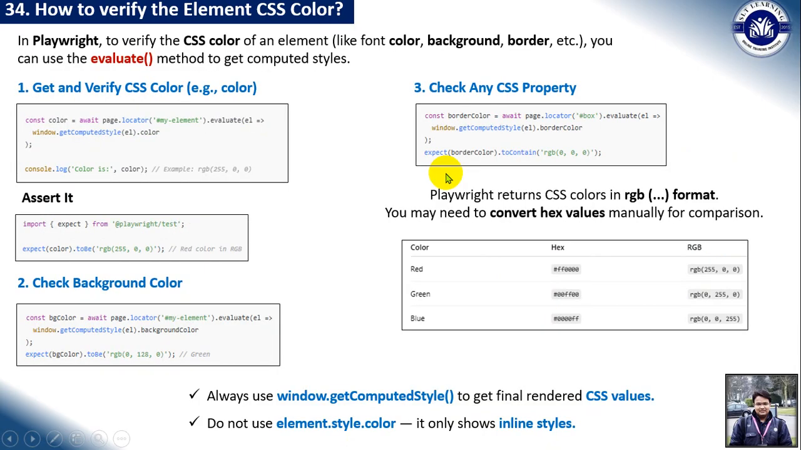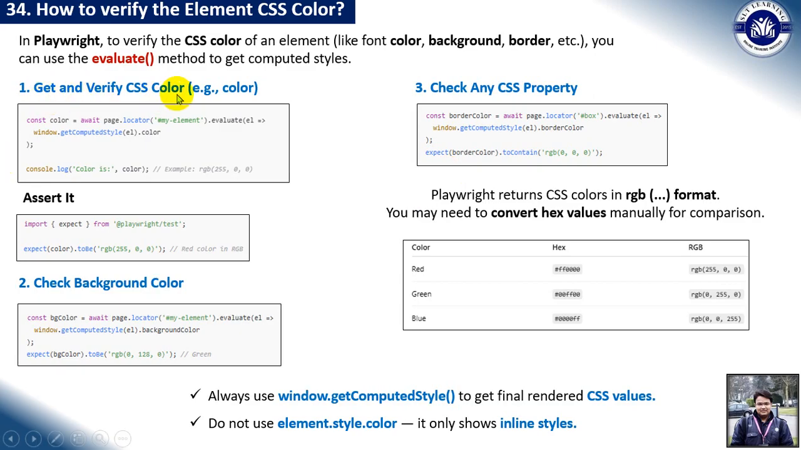So the next question will be how to verify the CSS color of an element. Okay, how can you fetch the color of the element, let's suppose the background and border information or other information, how can you do that and how can you evaluate that information. So for that, let's say get and verify CSS color, like color, this is the attribute name. So const color = page.locator my element.evaluate with window.getComputedStyle(el).color, this will fetch the color. Okay, and then you can print that color into the console.